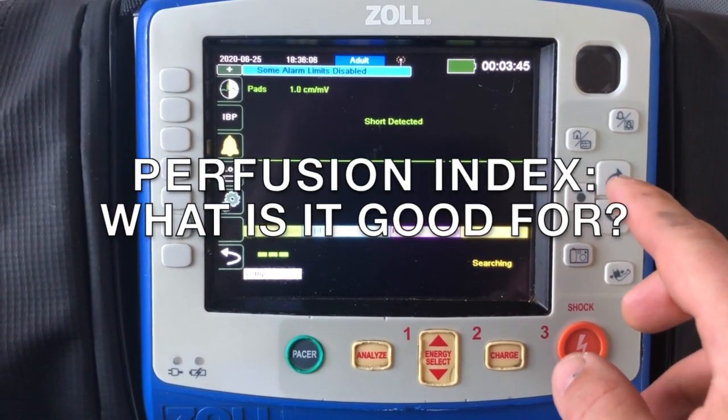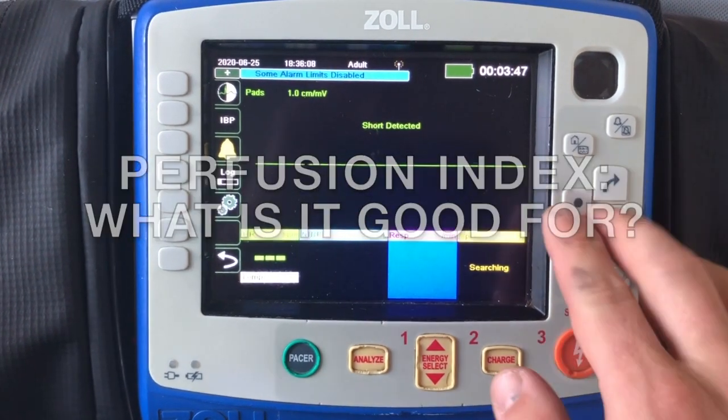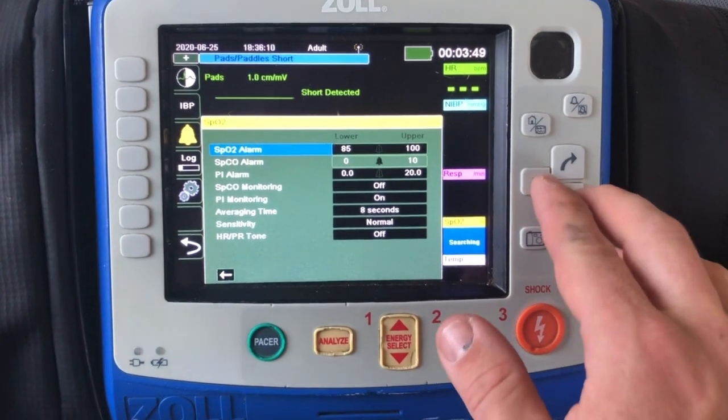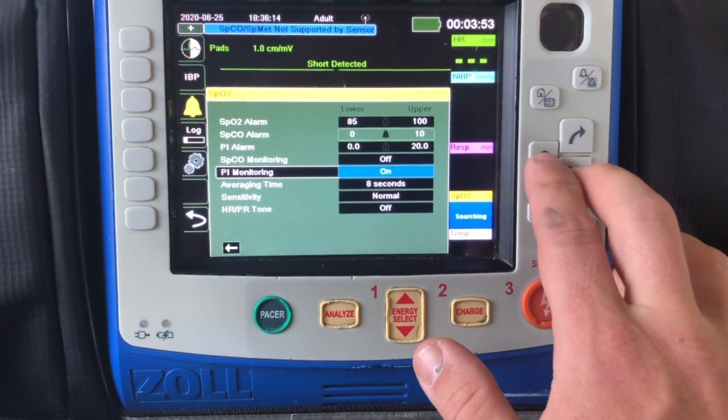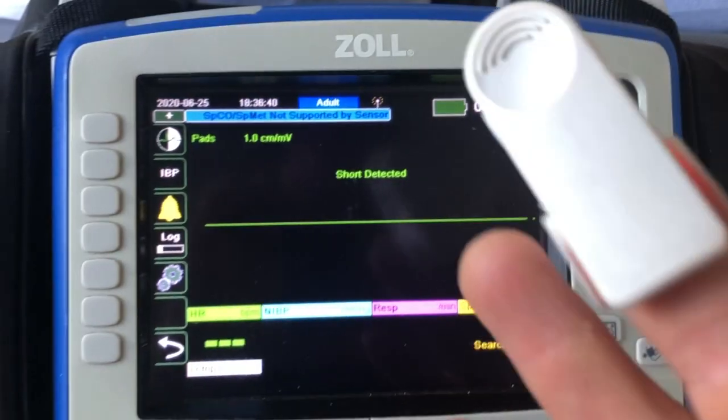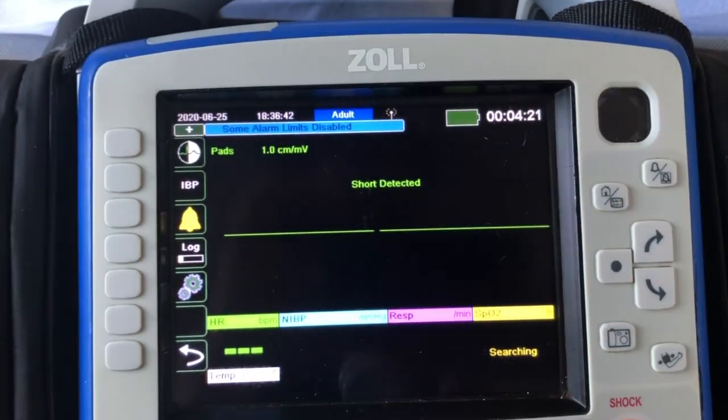Have you ever noticed the perfusion index function found on some pulse oximeters, like the Zoll X-Series monitor? What does it do? Is it valuable? The answer is definitely, maybe, I think so.